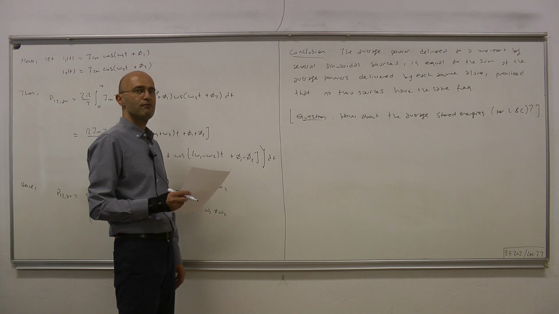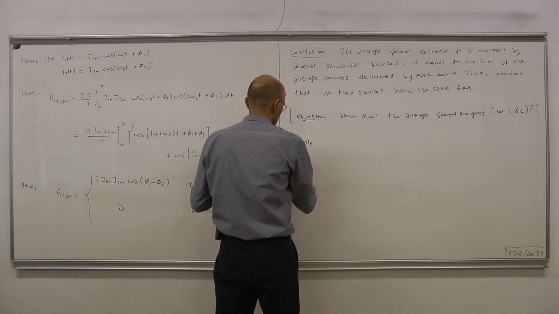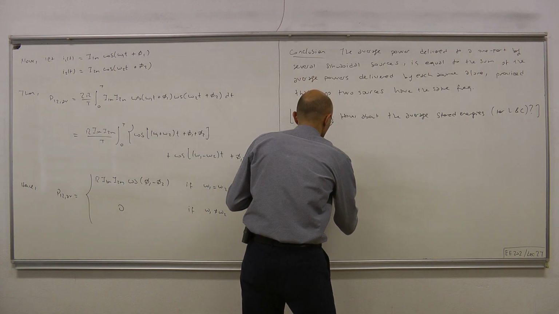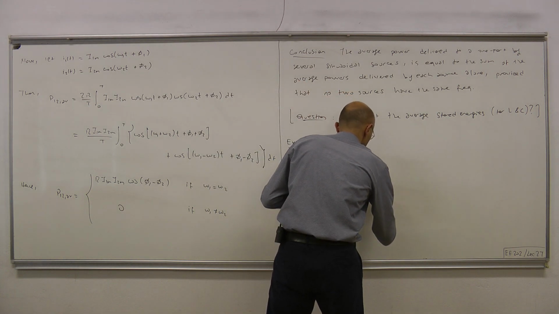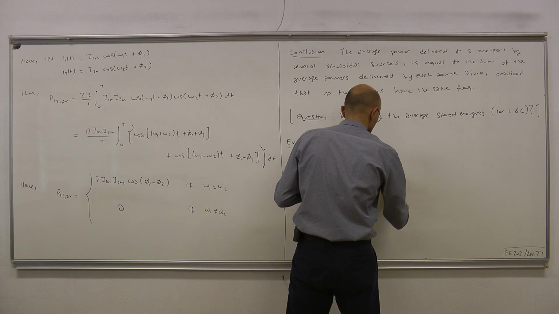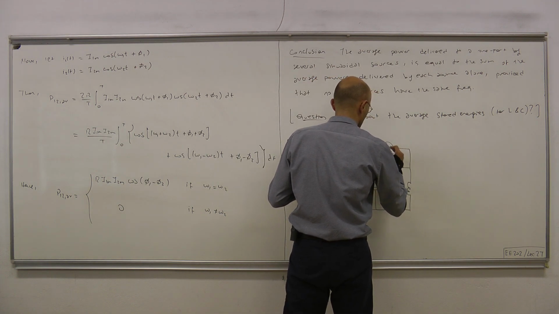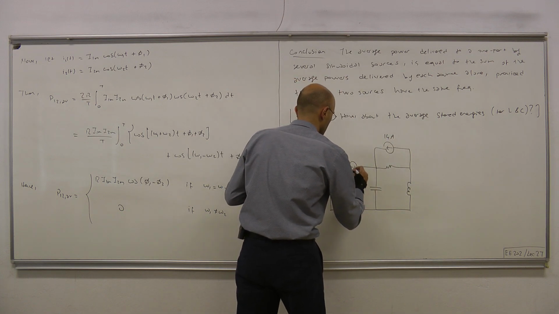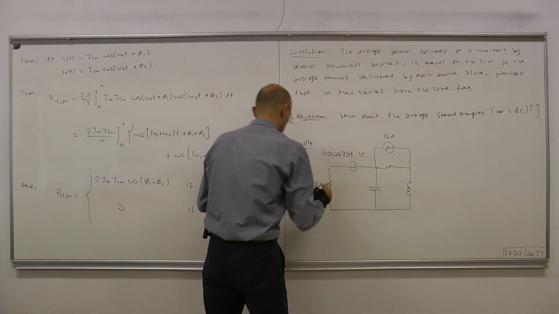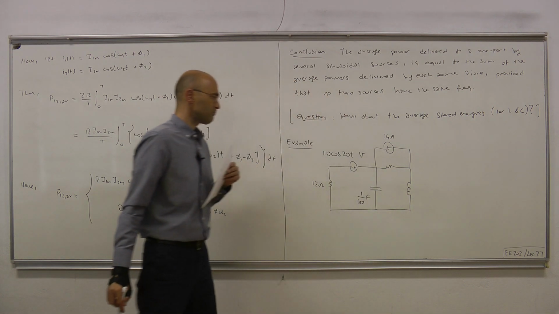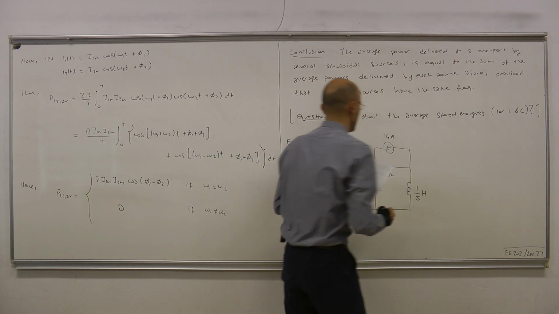Now let's apply our finding to a numerical example. Suppose that we have the following circuit with two sources. One of the sources is sinusoidal, the other source is DC, constant. We have 110 cosine 20t volts, 12 ohm, 10 millifarads, 2 ohms here, and 1/5 henries.